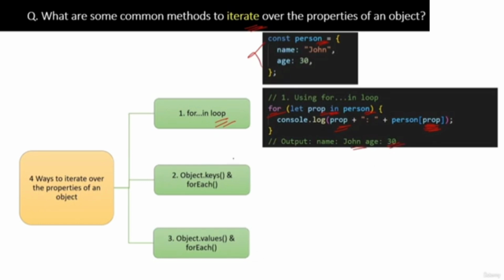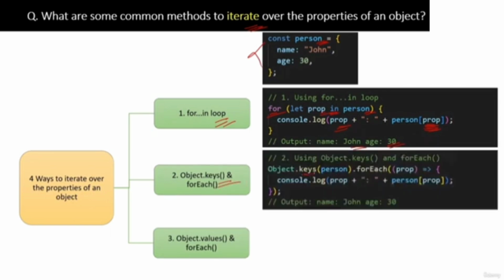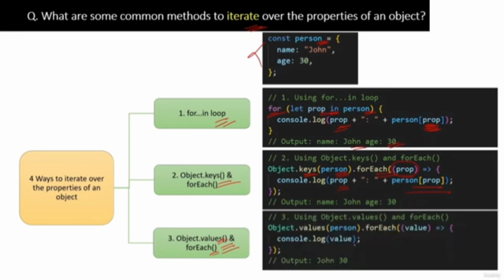The second method is to use the Object.keys method with forEach method, very popular way. Here, the Object.keys is accepting the person object. And then we are using the forEach method to iterate over all the properties and then logging the property name and the value. Then the third way to iterate over objects is by using this Object.values method. This is very similar to the above one. In place of prop in the parameter, we are using value, because here we are directly iterating over the property values of the person object, and the output will be values only, not keys. So that is the main point, and that is the answer to this question.